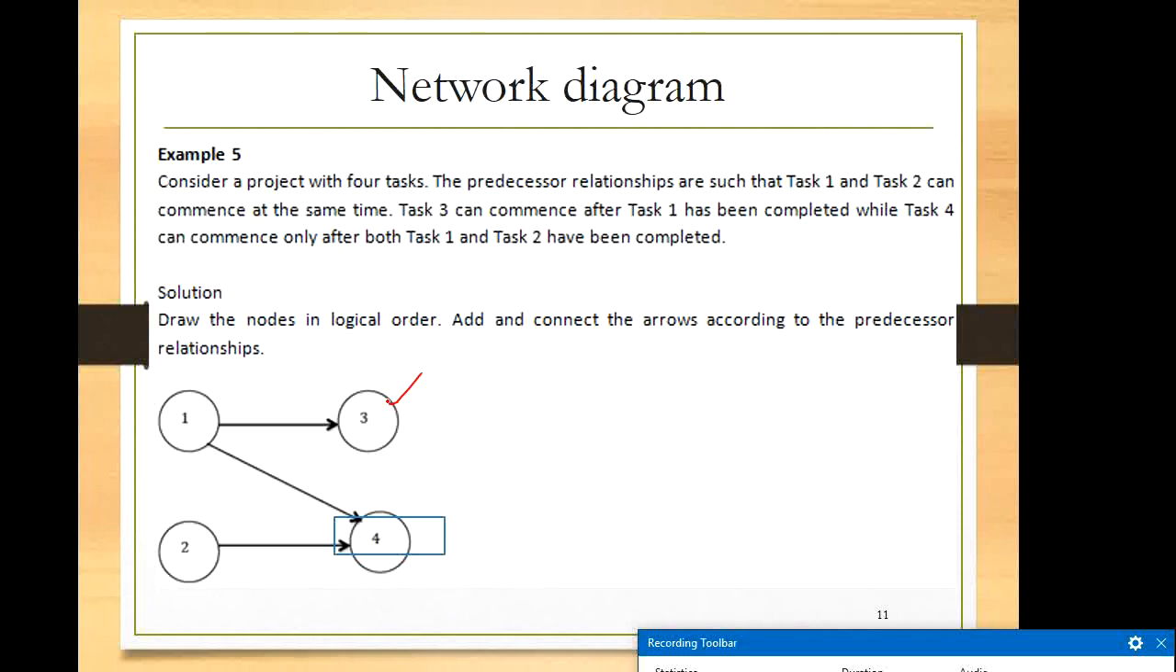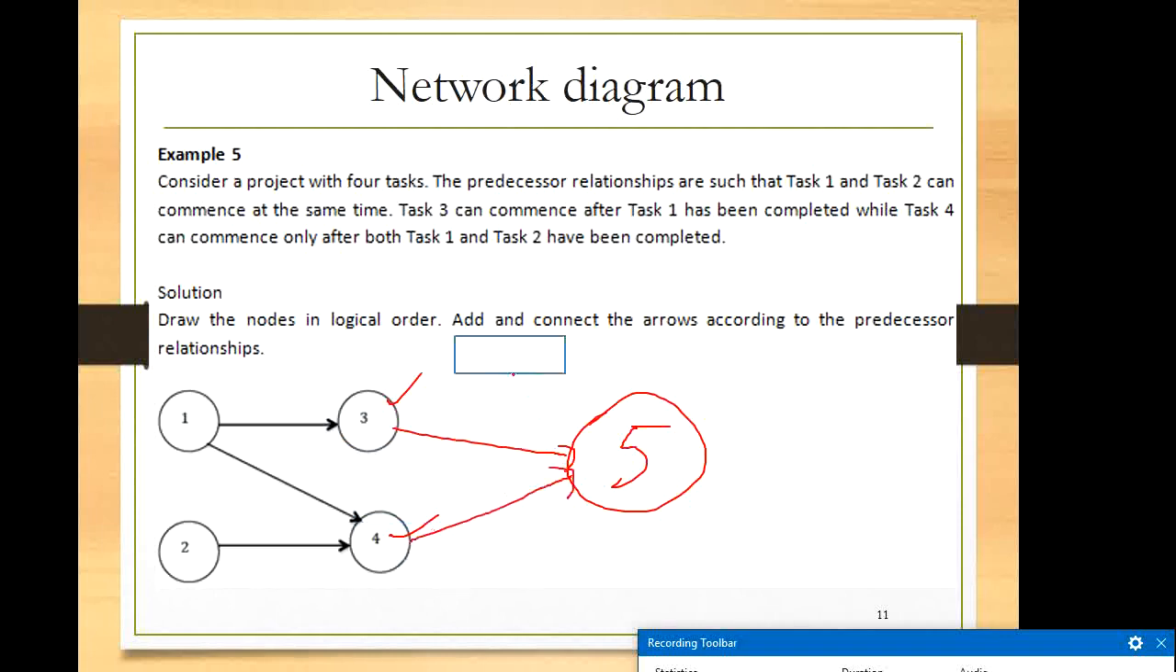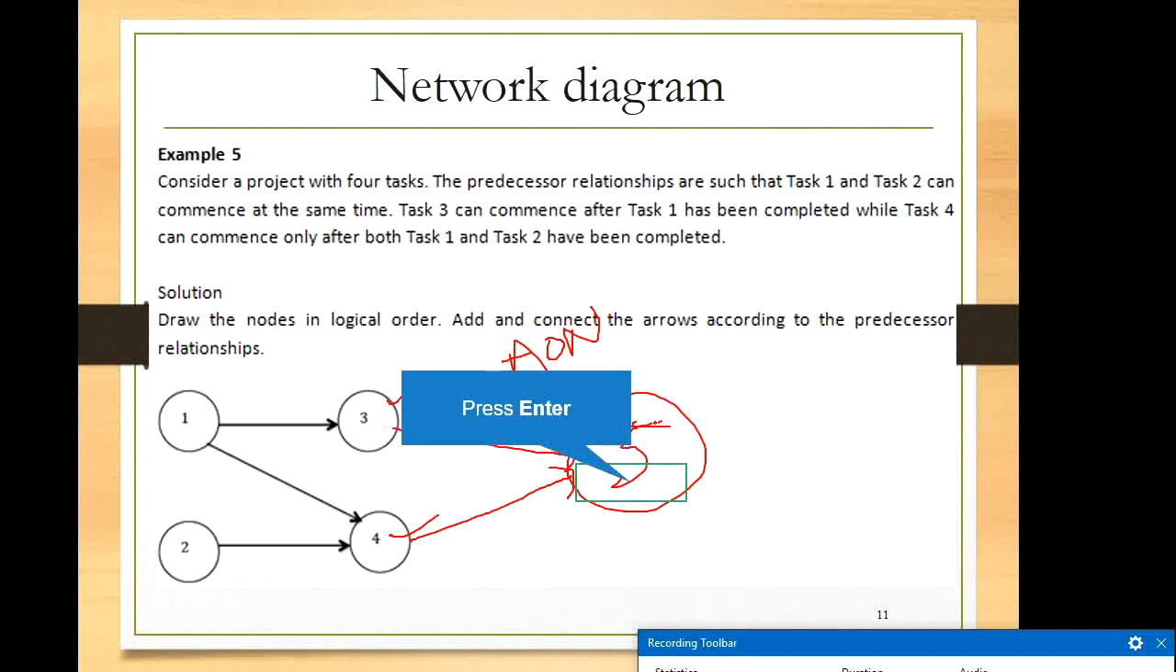And task 4 can commence only after both 1 and 2 are complete. This way it is to be connected. If suppose there is a task 5 for example, task 5 commences only after completion of 3 and 4. This way we have to connect. This is activity on node again, AON. So if 5 needs to commence only after completing activity 3 and 4, this way it is to be connected, right?